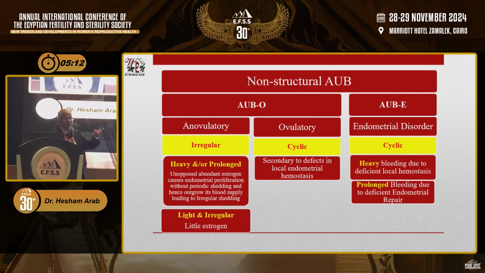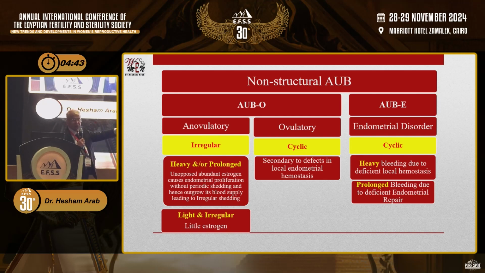And the heaviness of the flow itself depends on the amount of estrogen. Lots of estrogen means we'll be having lots of bleeding, and of course little estrogen will have less bleeding. While for the ovulatory, usually you have what we call a defect within the endometrium itself. It's not actually the estrogen or the hormonal part. So here, this can be mixed with the AUB-E.